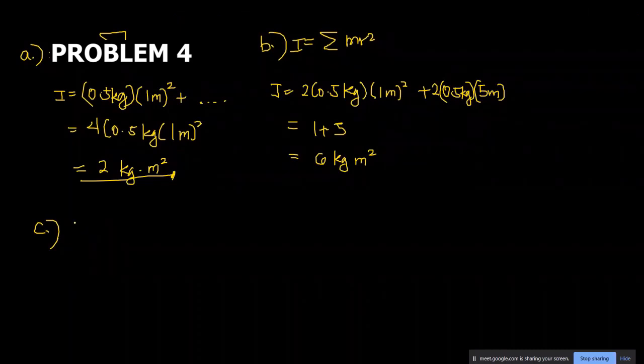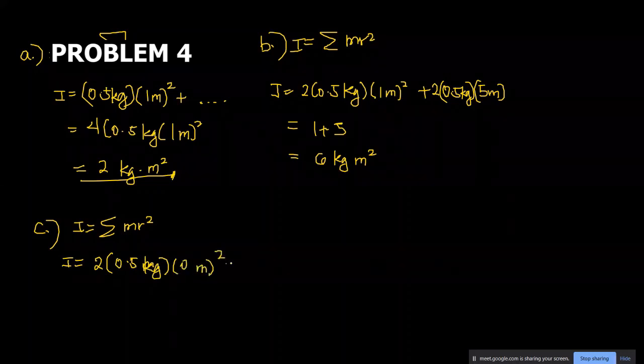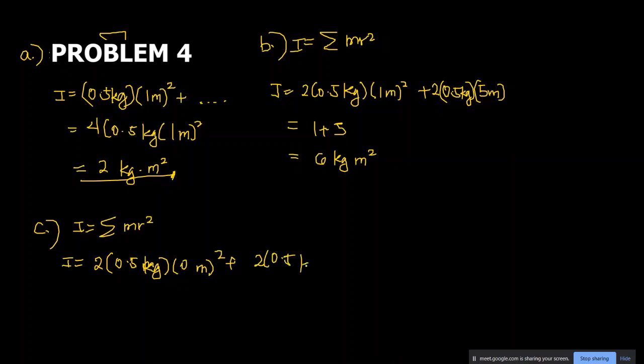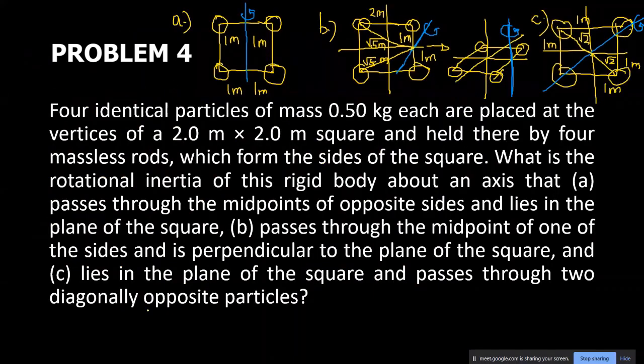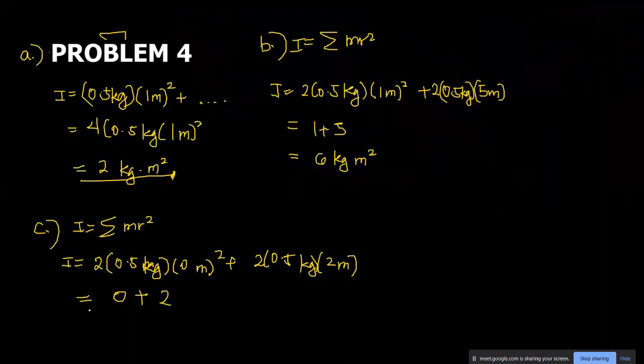That is equal to I equals the summation of m r squared. So I is 2 times 0.5 kilograms times 0, plus 2 times 0.5 kilogram times square root of 2 squared, which is just 2. So this is 0 plus 2 times one half is 1, 1 times 2 is 2. The answer is 2 kilogram meter squared.